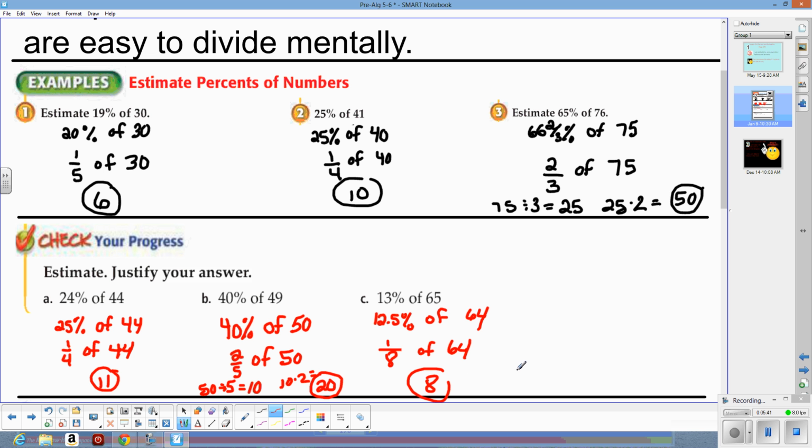Now, another way you could have estimated this one, and it just wouldn't have been quite as good of an estimate, would have been to use 10%. 10% is one that most of you should be able to do in your head. 10% of 65 is dividing 65 by 10, which is 6.5. So 6.5 would be another estimate, but not quite as good as the estimate of 8.